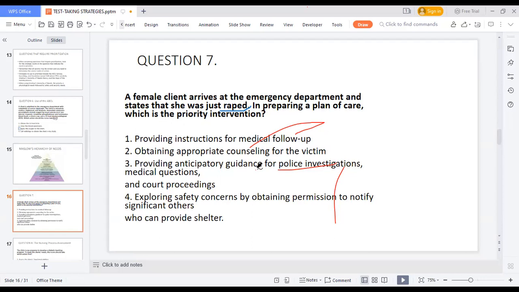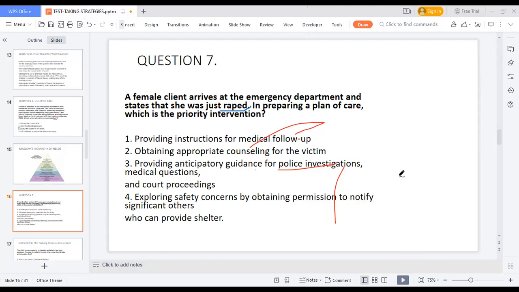Option 2, counseling. So where are we on Maslow's hierarchy of needs? Okay, I'm seeing your options coming in. Some say 4, some say 1, some say 2. Tell me your answer. What do you think? Are we understanding the concept? More are still joining.